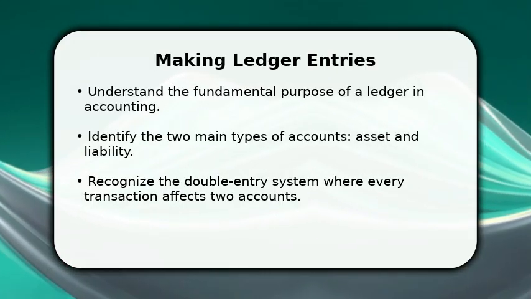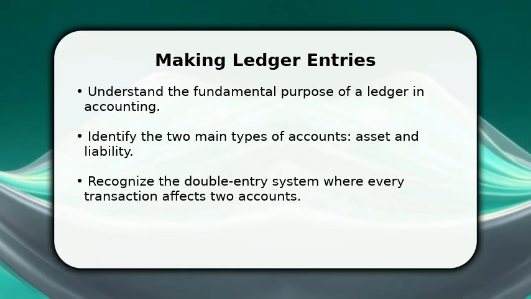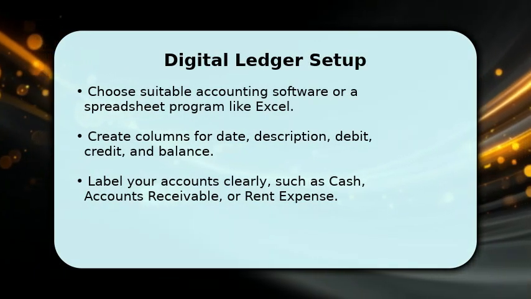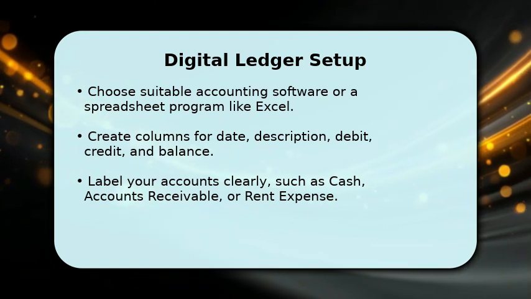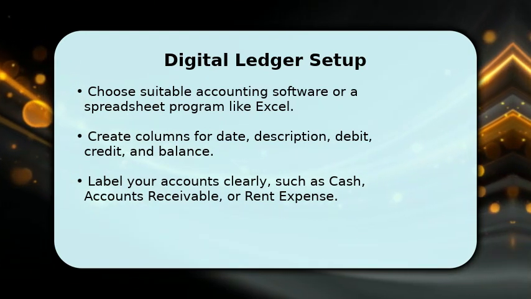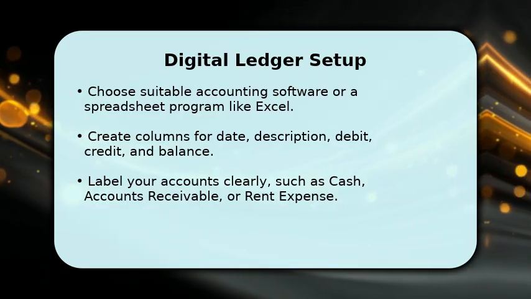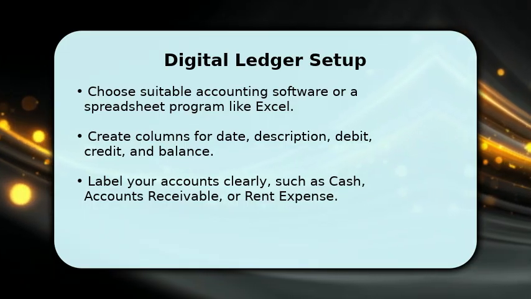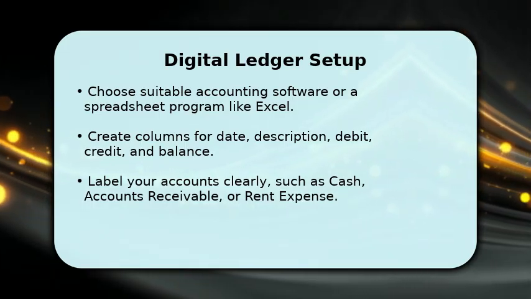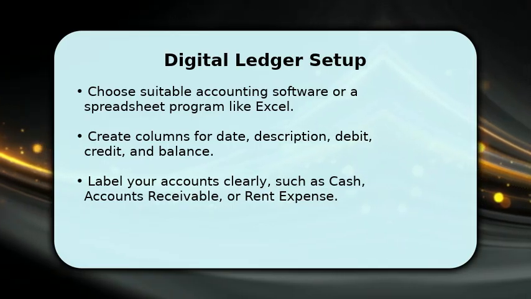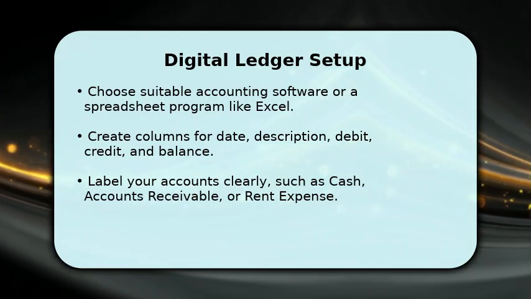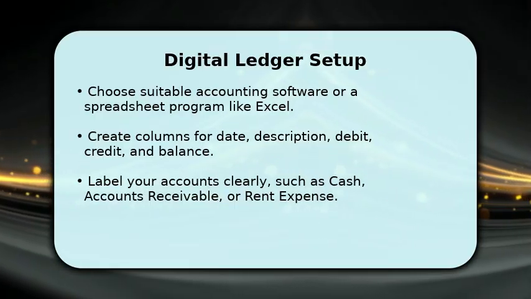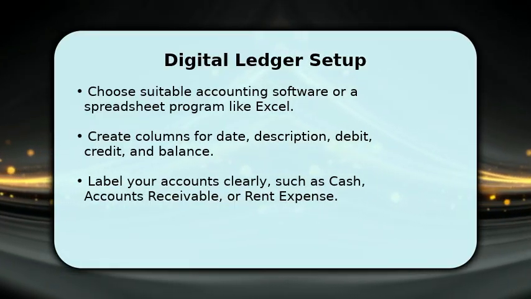This foundational understanding is key to accurate financial record keeping. Setting up your digital ledger correctly is the first practical step. You can use dedicated accounting software or a simple spreadsheet program like Microsoft Excel. Begin by creating essential columns for the date, a clear description of the transaction, the debit amount, the credit amount, and a running balance. Remember to label each account clearly, for instance, cash or accounts payable, to maintain organization and clarity in your financial records.